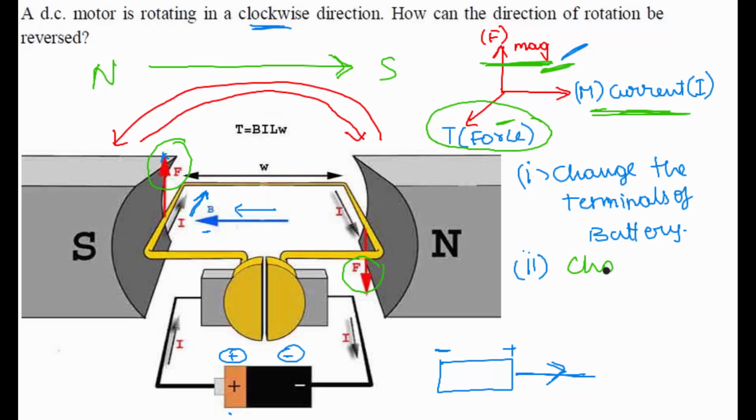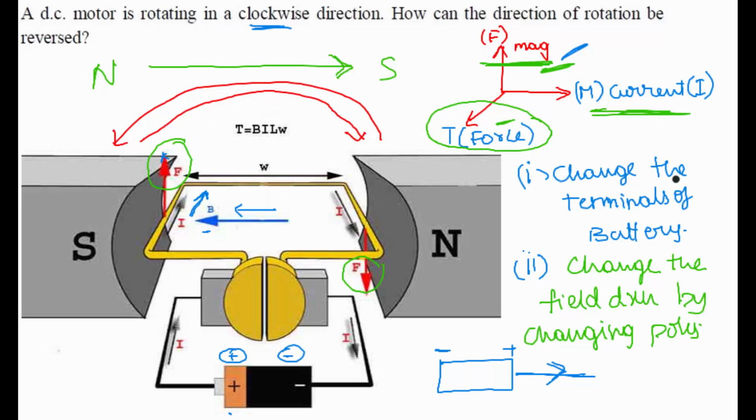So change the field direction by changing poles. So these are the two important ways in which we can change the direction of the rotating coil in a DC motor.